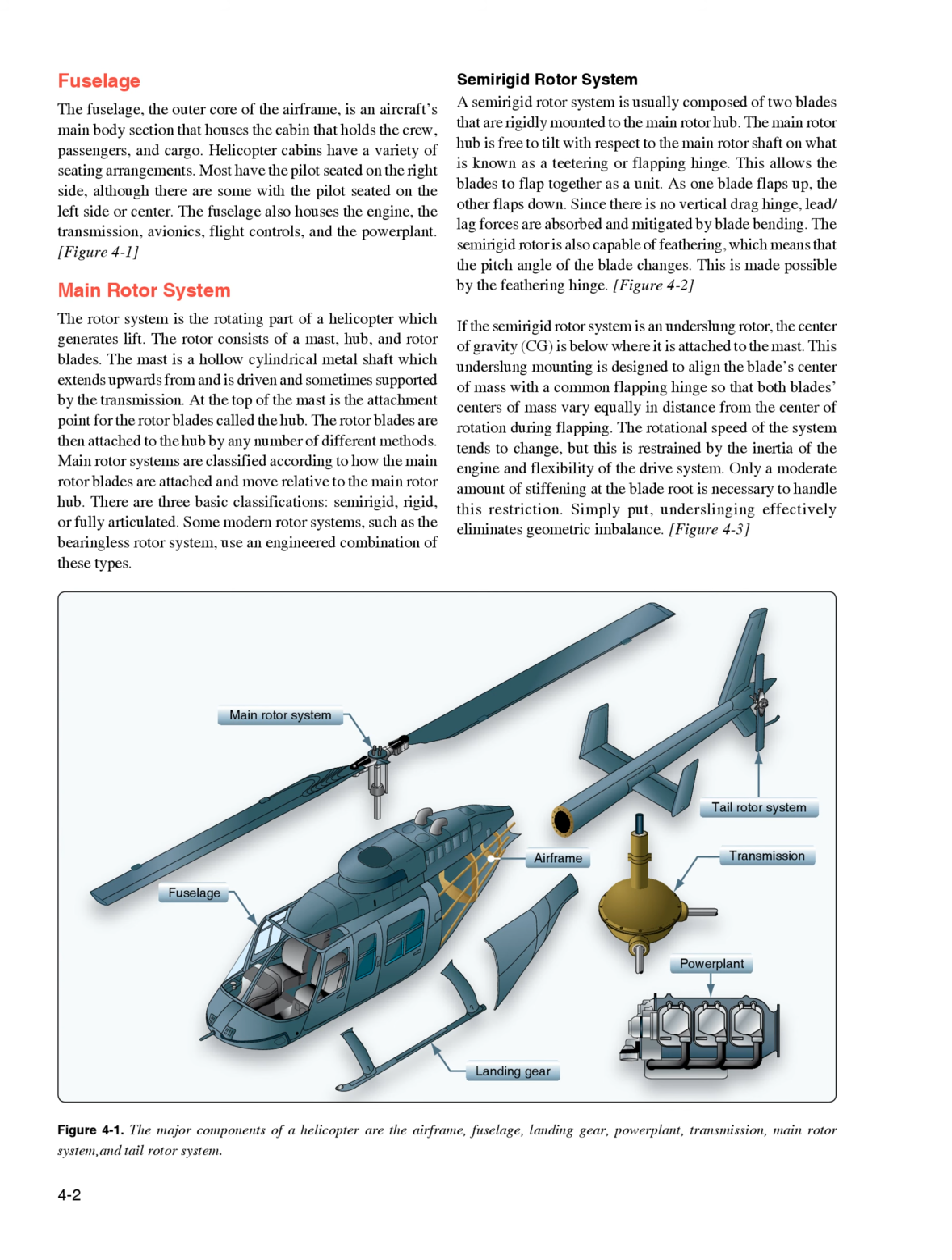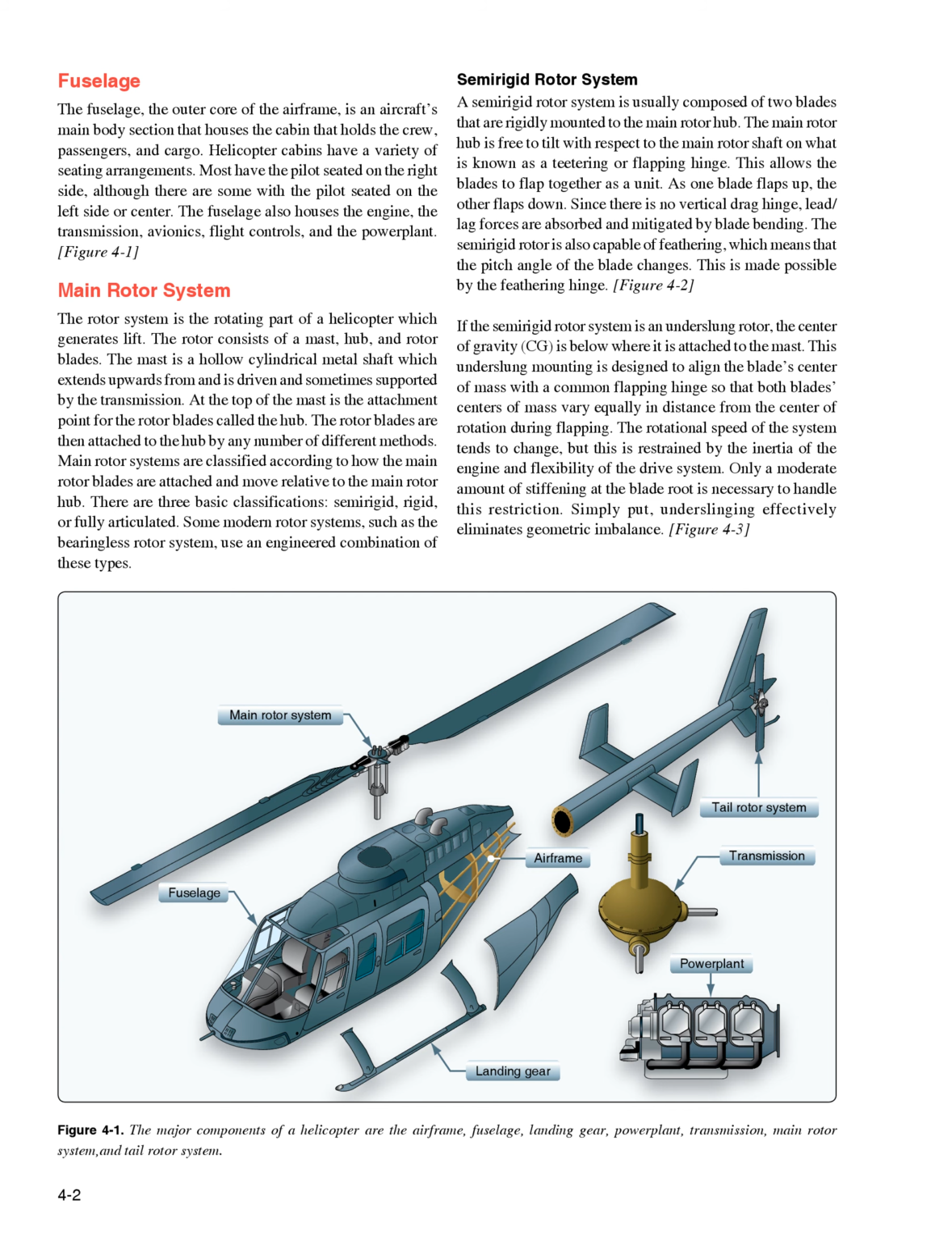Main rotor systems are classified according to how the main rotor blades are attached and move relative to the main rotor hub. There are three basic classifications: semi-rigid, rigid, or fully articulated. Some modern rotor systems, such as the bearingless rotor system, use an engineered combination of these types. Main rotor system and tail rotor system.